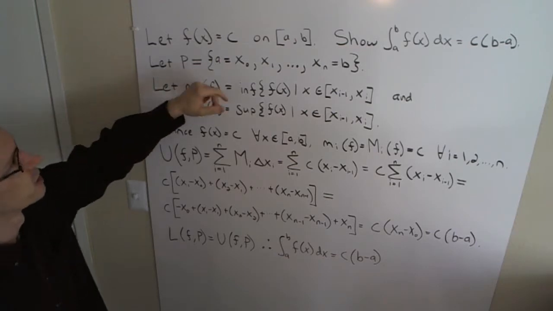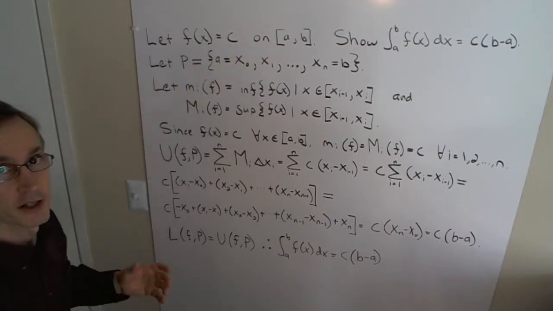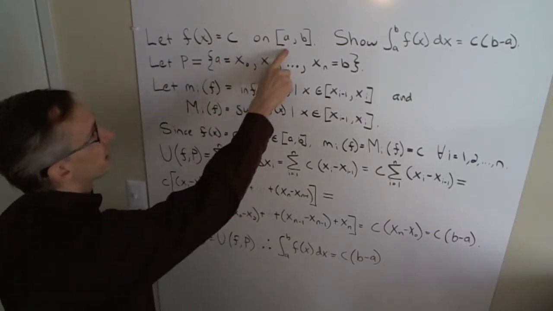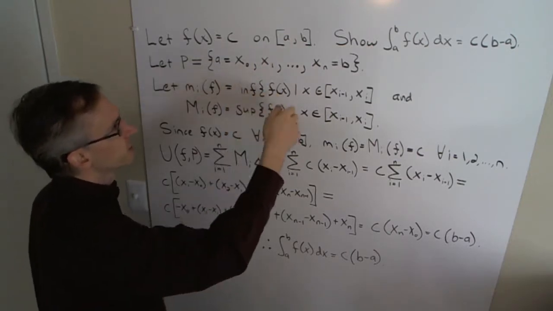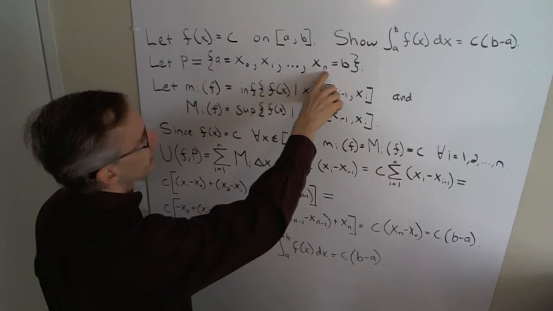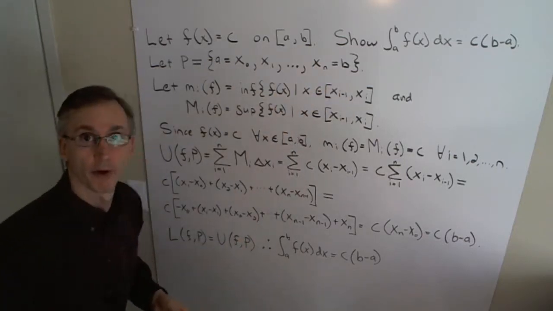First is a partition of the interval. And the standard way to do that is to set one endpoint equal to x naught, and then have x1 through xn with xn equal to the other endpoint.